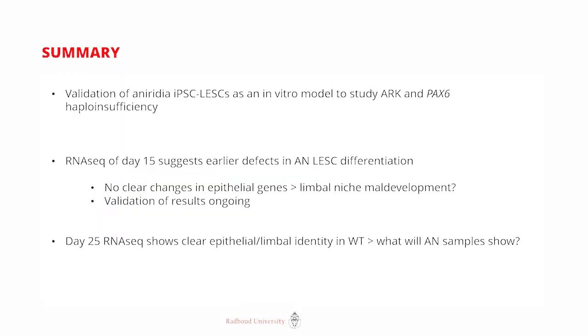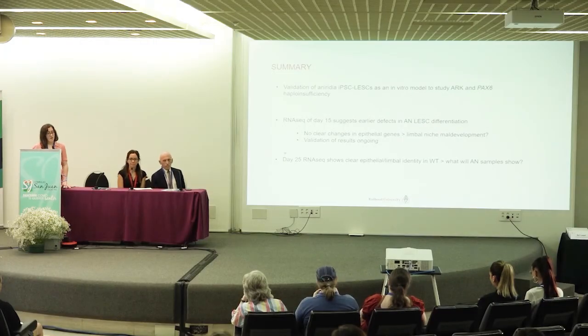So to summarize, we validated once again this model for Aniridia research. We show that RNAseq at day 15 suggests that these early defects might be more linked, I risk to say, to the actual limbal niche and the stroma than necessarily the epithelial. We didn't see any epithelial gene changes between the groups at this time point, but we are still validating these results. And the day 25 data does show an epithelial commitment in the wild type, and I'm looking forward to the Aniridia results, which hopefully we'll have in a couple of months.